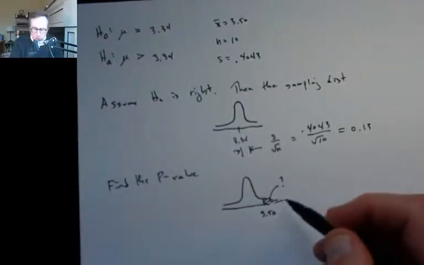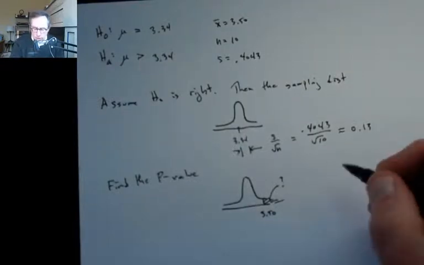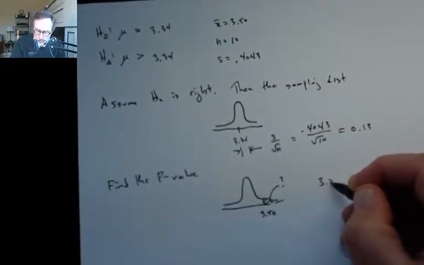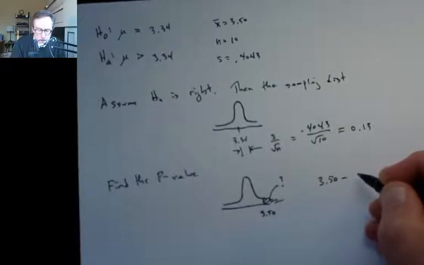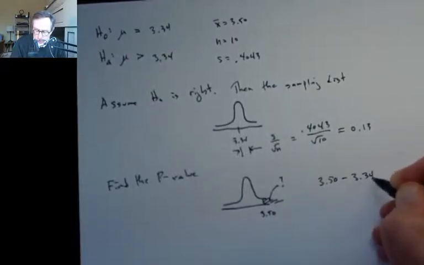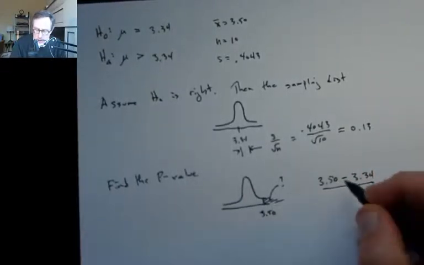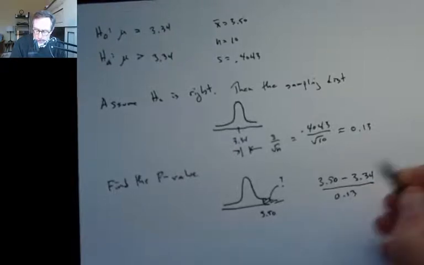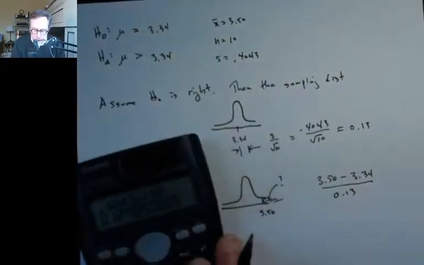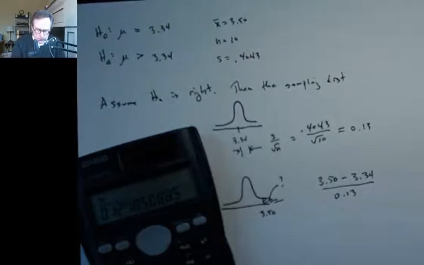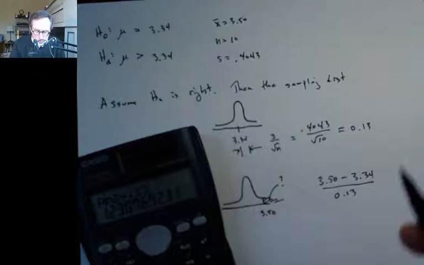Okay. So I have to figure out how far out on the curve it is. So 3.50 minus 3.34, divided by the spreadedness of that curve, 0.13. So 3.5 minus 3.34, divided by 0.13 equals, and I got 1.23.